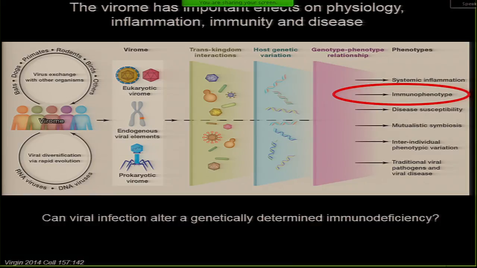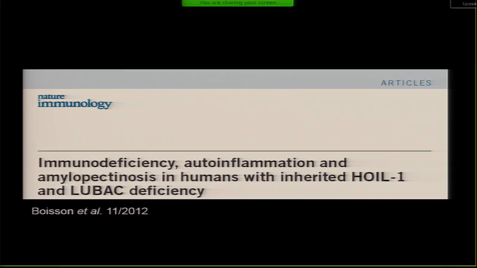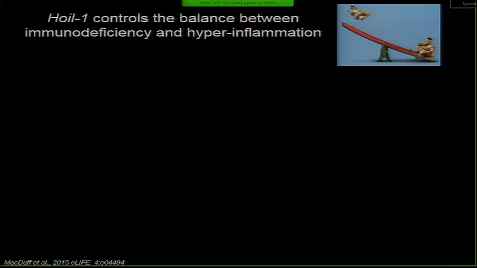So to answer that question, I'm going to tell you a little bit about this gene, HOIL1. HOIL1 is mutated in humans. Children who are deficient can suffer from severe infections, but also hyperinflammation at baseline. In the original study, which we participated in, three children in two families died from this deficiency. Turns out that if you make knockout mice, you get quite a striking phenotype.